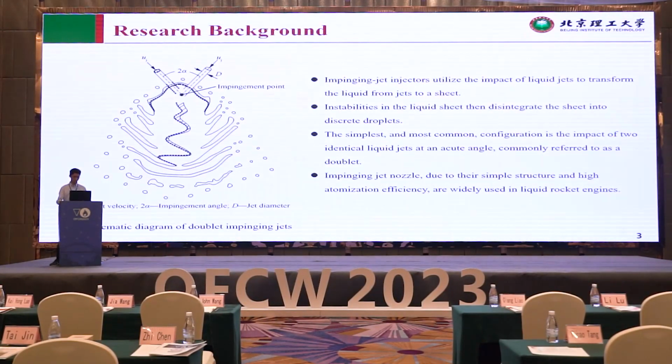The instabilities in the liquid sheet then disintegrate the sheet into discrete droplets. The most straightforward and frequent configuration is the collision of 2 identical liquid jets at an acute angle, commonly referred to as a duplet.